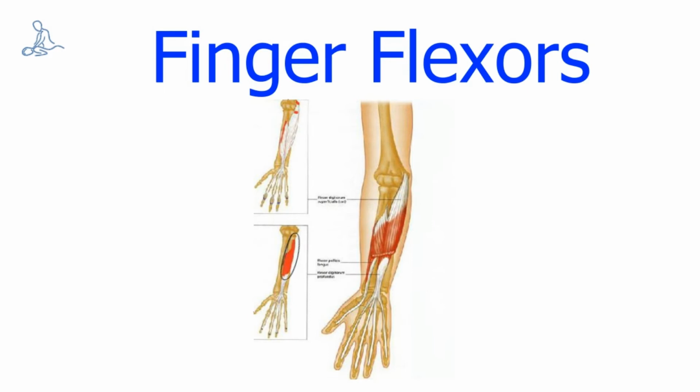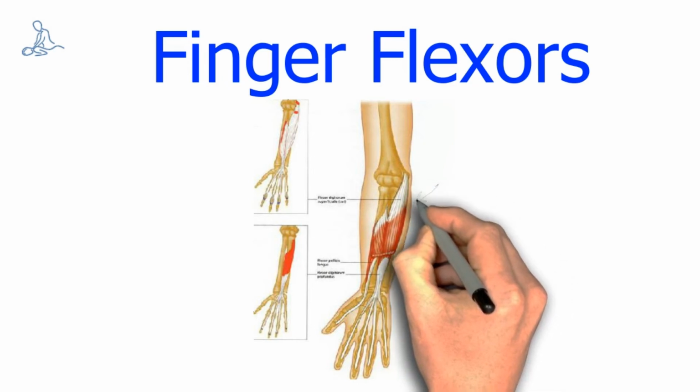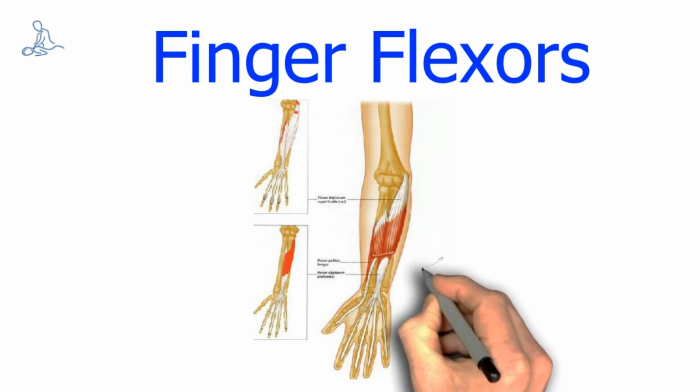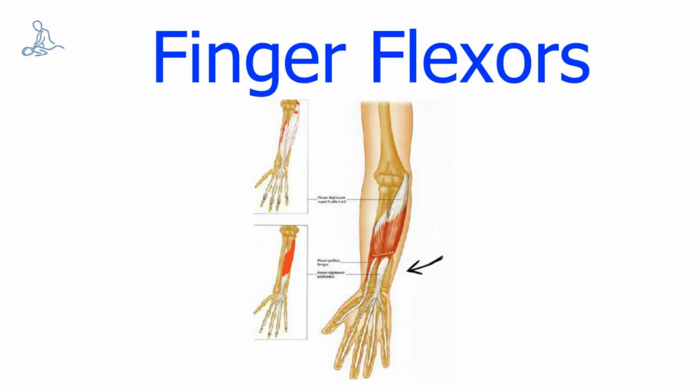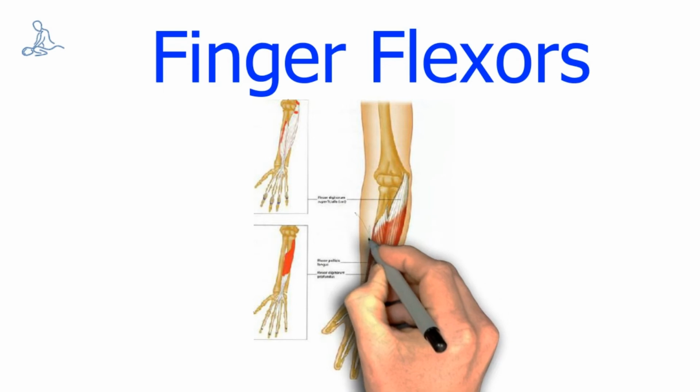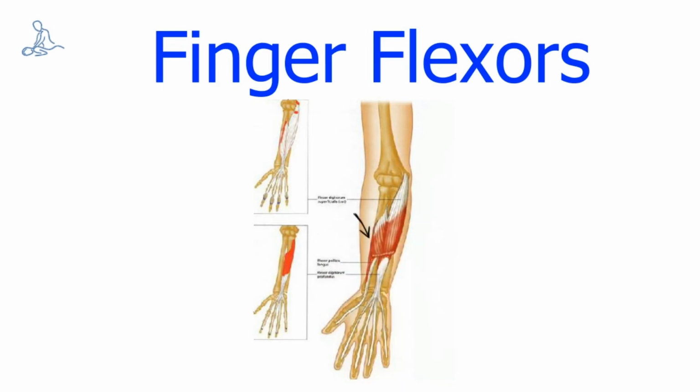The insertion of the finger flexors is the anterior fingers 2 to 5 and the thumb. The action of the finger flexors is to flex the fingers and the thumb. Flexor Digitorum superficialis. Flexor Digitorum profundus. Flexor Pollicis longus. Finger flexors.